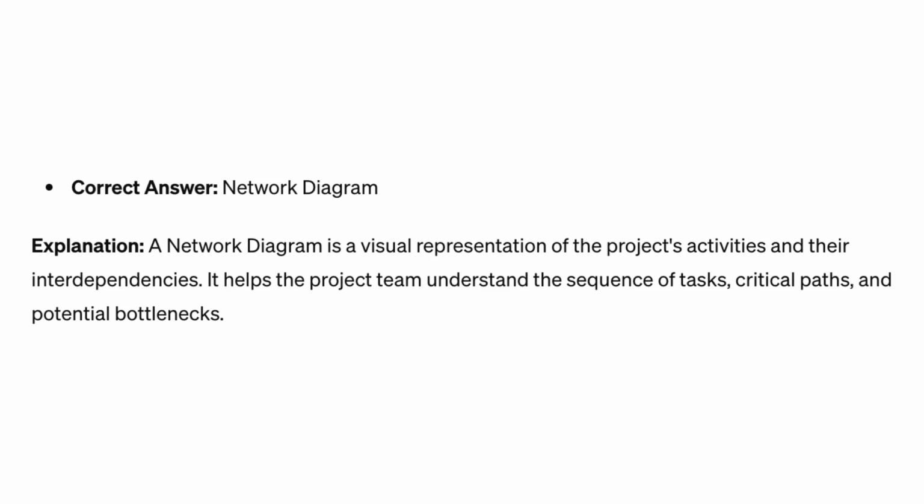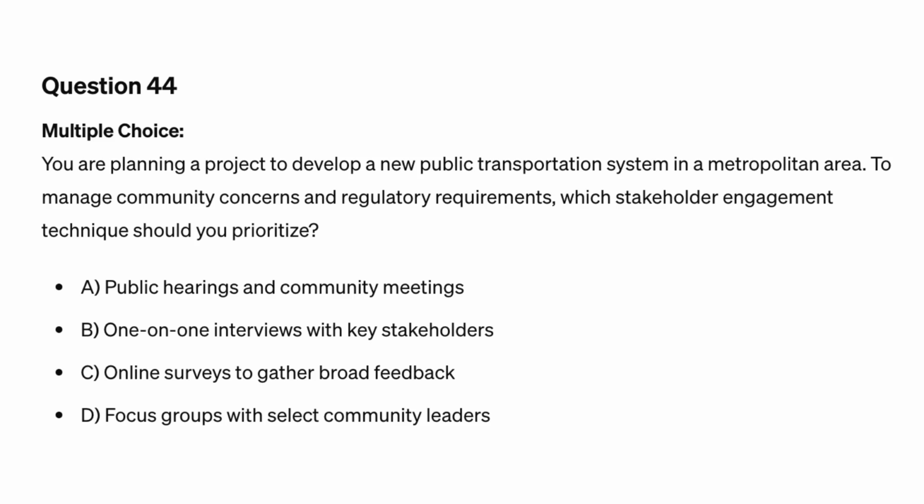Correct answer: network diagram. Explanation: a network diagram is a visual representation of the project's activities and their interdependencies. It helps the project team understand the sequence of tasks, critical paths, and potential bottlenecks. Question 44. You are planning a project to develop a new public transportation system in a metropolitan area. To manage community concerns and regulatory requirements, which stakeholder engagement technique should you prioritize?